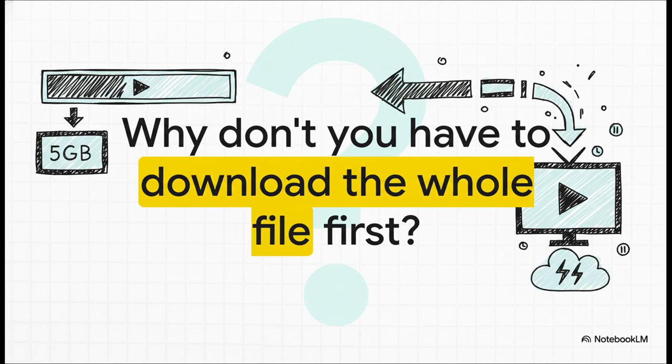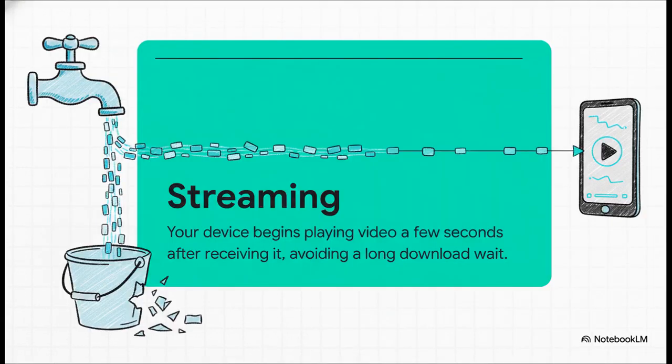I mean, this is the big question, isn't it? If you had to wait for a, say, 5-gigabyte movie to download, well, nobody would do it. It would completely break that on-demand feeling we love. So there has to be a better way. And that better way is called streaming. Instead of waiting for the whole bucket to fill up, you just turn on the tap and start drinking. Your player begins showing you the first few seconds of the video while the rest of it is still on its way. It's brilliant, and it means you get to start watching almost right away.